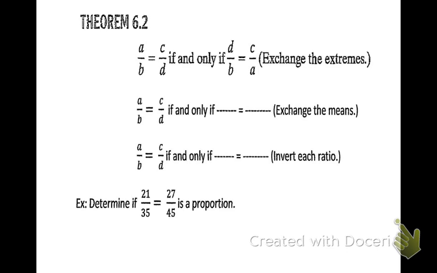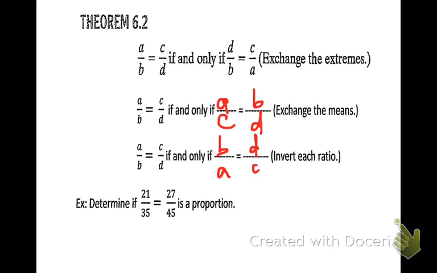We're exchanging the means. A over C equals B over D. Right, A over C equals B over D. Okay, and then the invert. If I invert them, what would it read? So it would be B over A equals D over C. B over A equals D over C, correct.